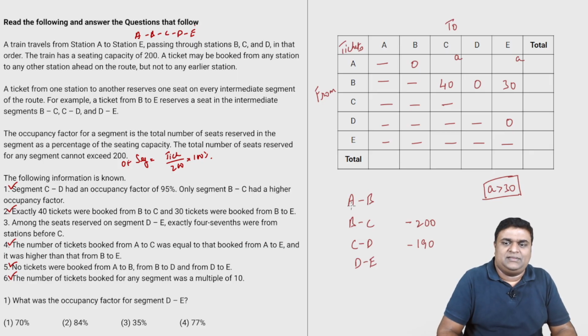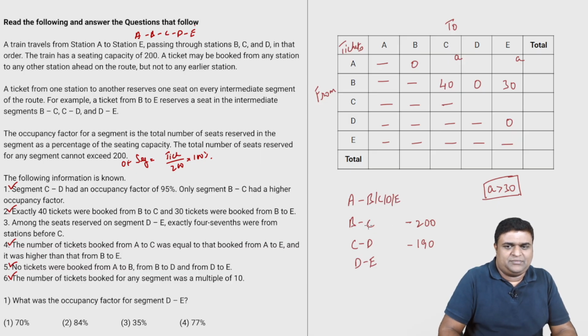Who's going to be traveling in the AB segment? Anybody traveling the AB segment would have started on or before A and would have traveled to B or after B. Think about it. Your to station should be B or after that, and your from station should be A or before it. So if you just write that down, A to B, C, D, or E.